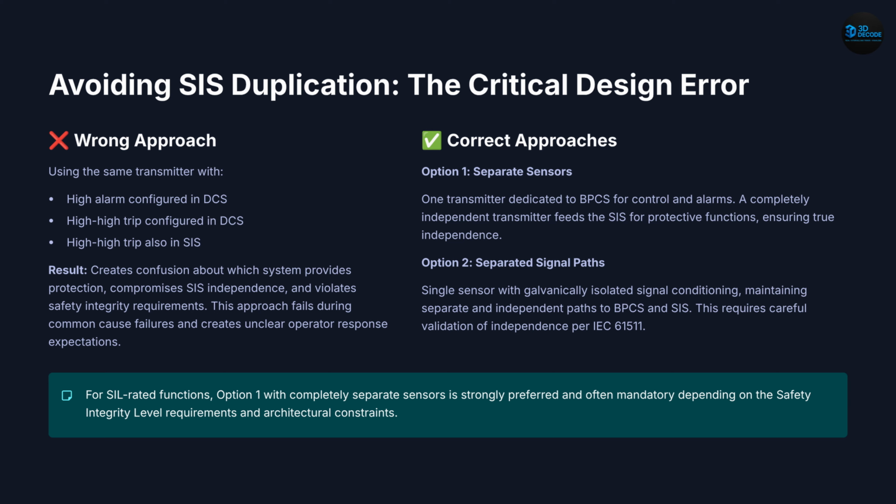Slide 4, SIS duplication mistake. One of the most common and dangerous mistakes is duplicating SIS logic in the control system. For example, using the same transmitter to generate alarms in DCS and also trips in both DCS and SIS. This creates confusion about which system is responsible for safety, and it also violates the principle of independence. The correct approach is either to use separate transmitters for BPCS and SIS or to use properly isolated signal paths. For critical safety systems, using separate sensors is always the best practice.